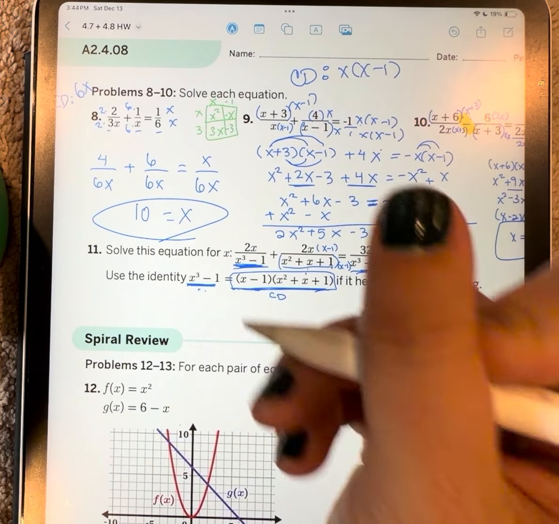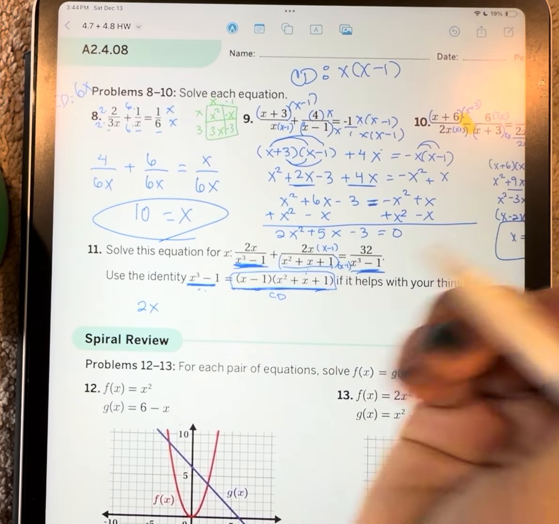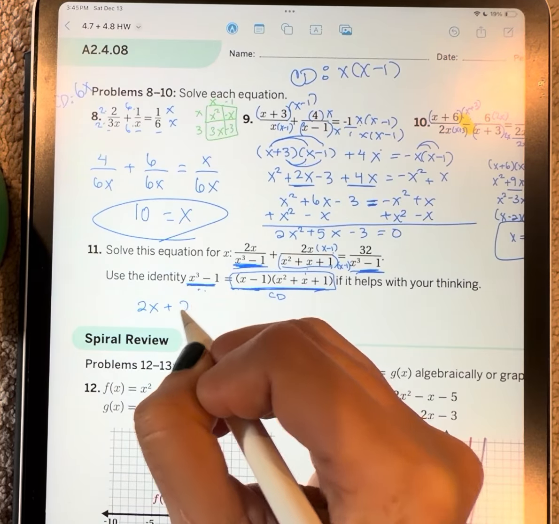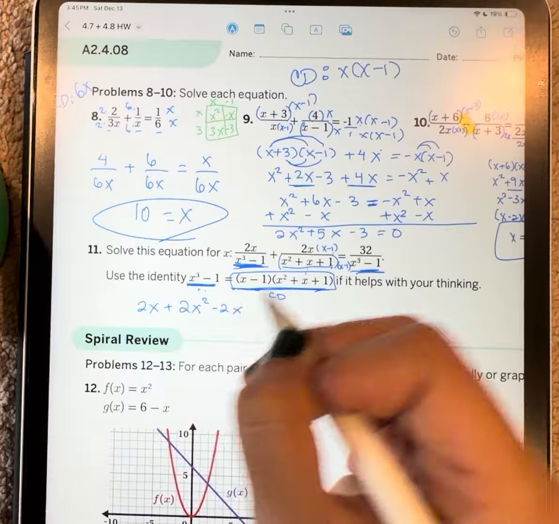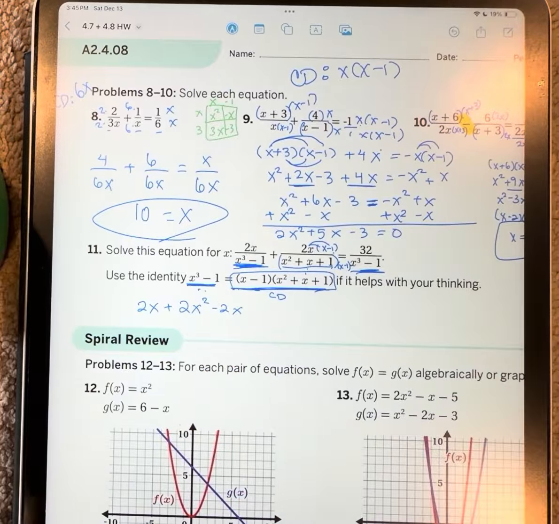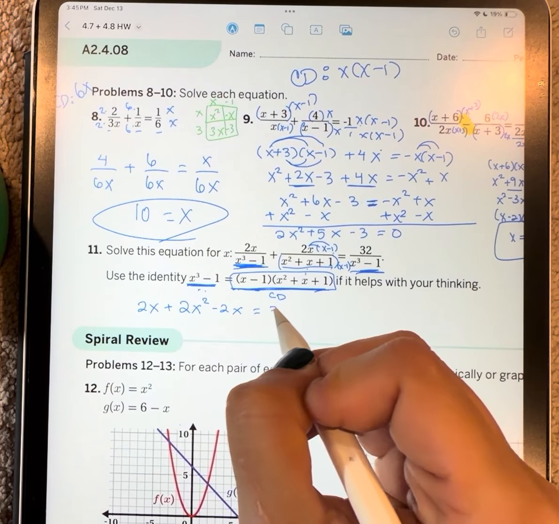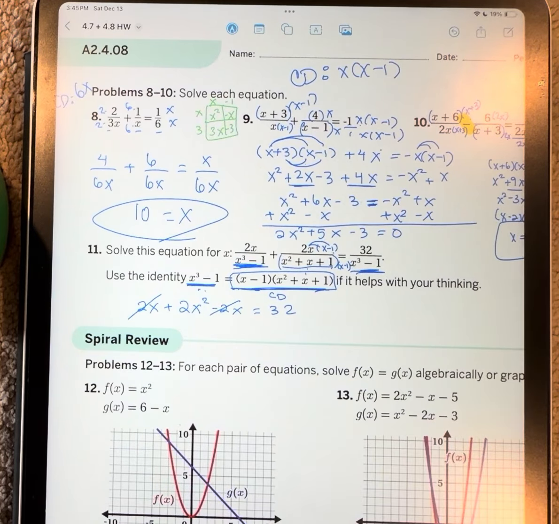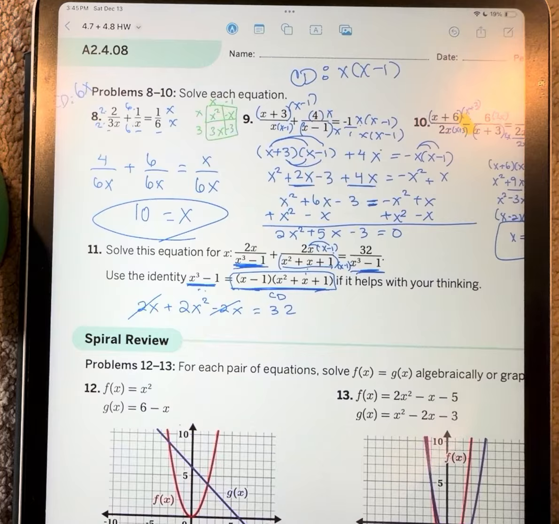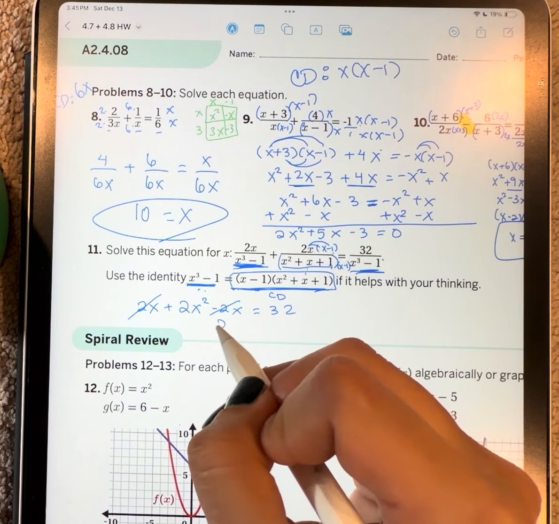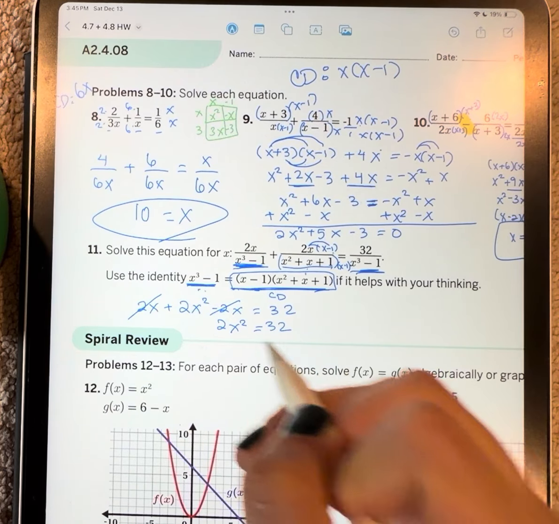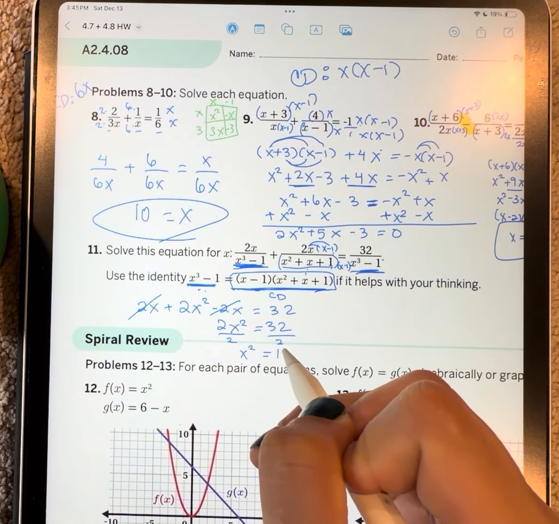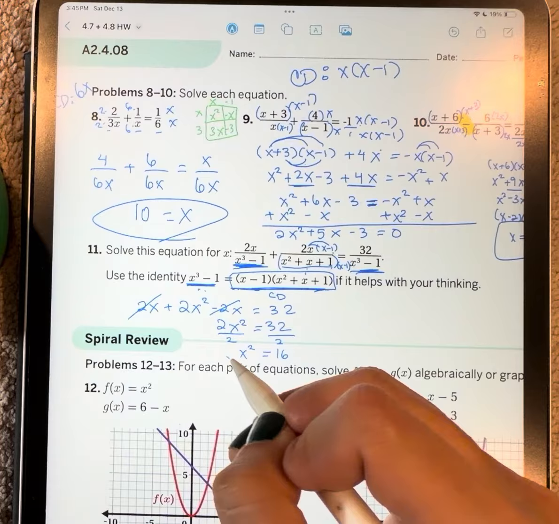So now forget your denominators. We just have 2x plus 2x squared minus 2x, because don't forget to distribute, equals 32. Oh, look how nice. The 2x's cancel. So I don't have to factor for once. I just have 2x squared equals 32. Divide both sides by that 2. X squared equals 16. Oh my gosh, it's even a nice one.